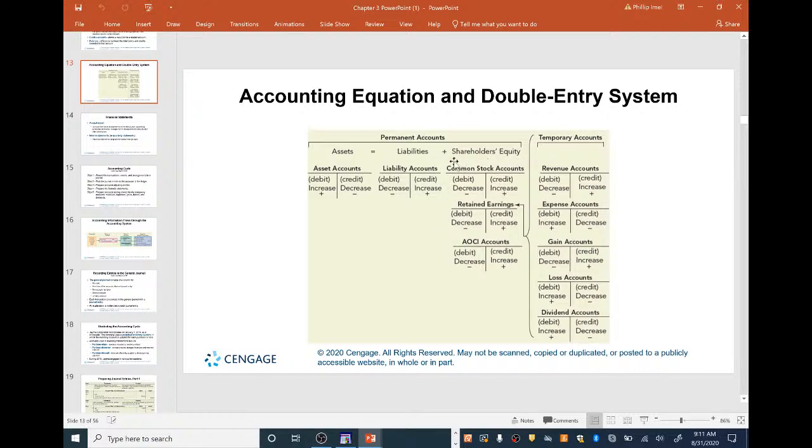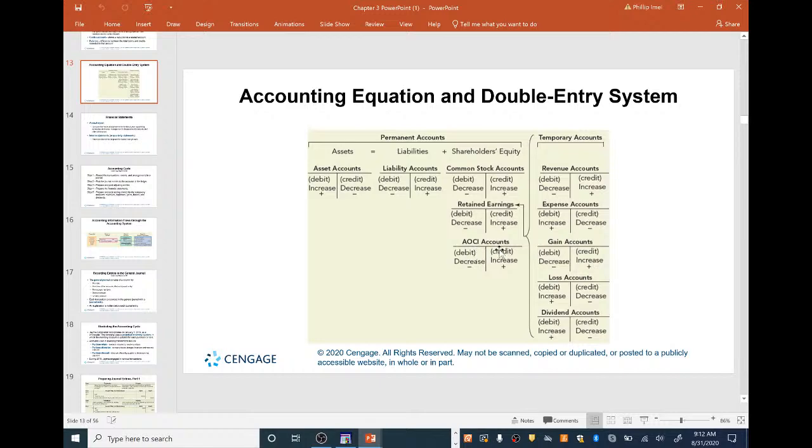Next, shareholders' equity. This is once again a permanent account. It's carried on the balance sheet. These are going to be some of the components that we talked about earlier of shareholders' equity. We have common stock, retained earnings, and accumulated other comprehensive income. We'll start with common stock. Debits are going to decrease common stock. Credits will increase common stock. Retained earnings. Debits decrease retained earnings. Credits increase retained earnings.